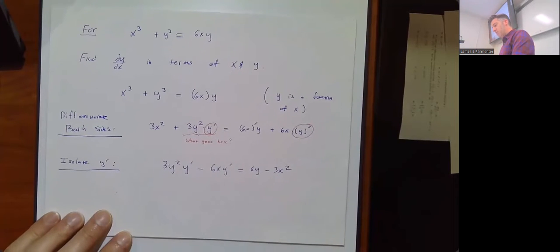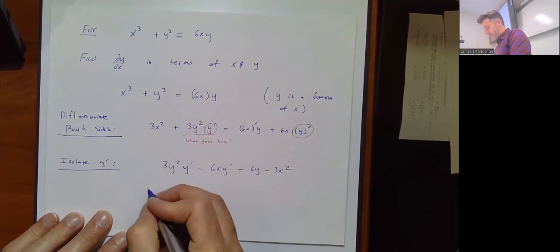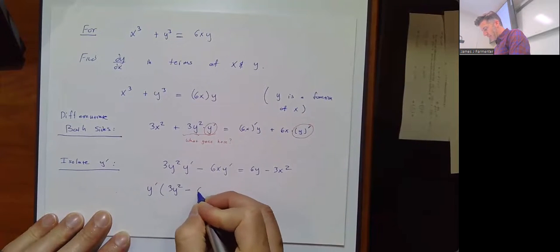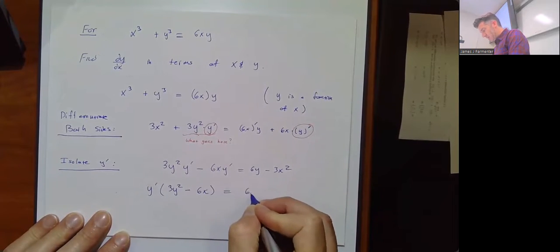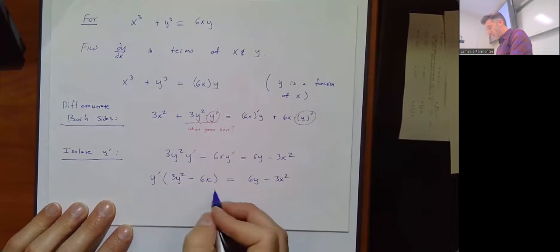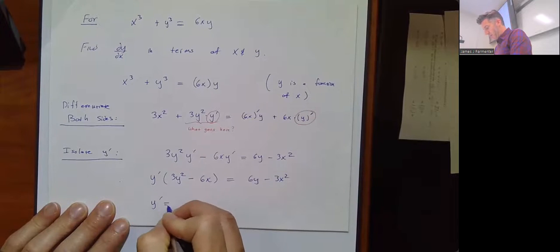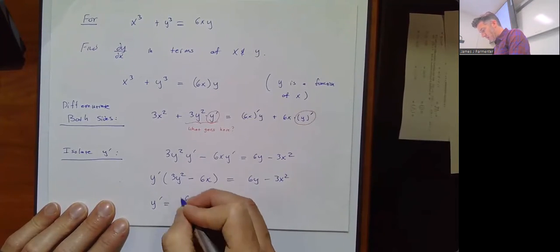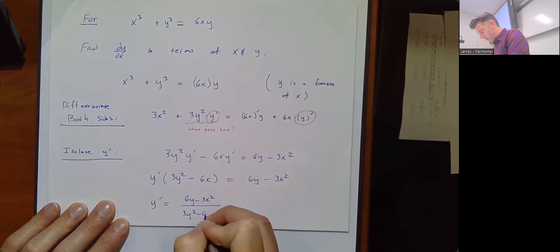Then we do more algebra. We factor out the thing we're trying to isolate, which is y prime. So we're left with a 3y squared minus a 6x, still equal to 6y minus 3x squared. And finally, we divide by whatever is multiplying y prime. So y prime is going to equal 6y minus 3x squared all over 3y squared minus 6x.